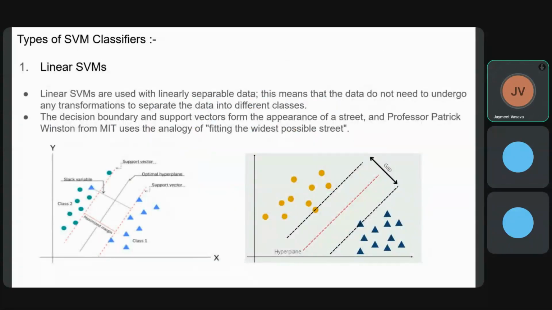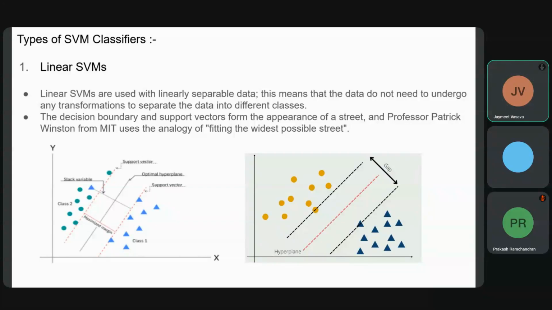So to start with the types of SVM classifiers, we'll start with linear SVMs, which deal with linearly separable data. Here, the data points do not undergo any kind of transformation to separate the data into different classes. The decision boundary and the support vectors form the appearance of a street. You can see that this analogy is used by Professor Patrick Winston from MIT, and he uses this analogy of fitting the widest possible street.